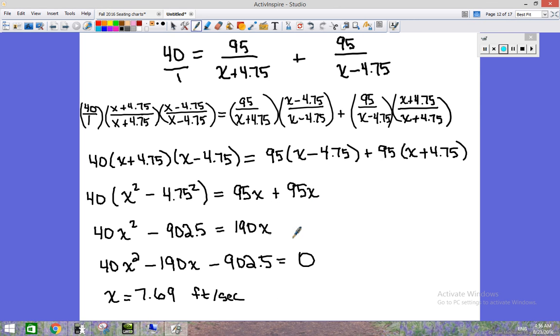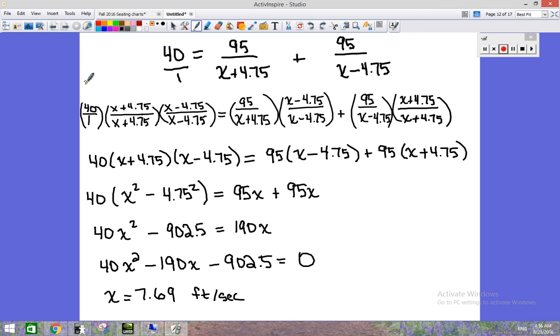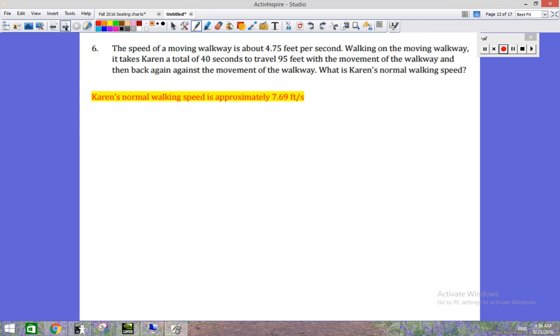Let's see if the key agrees with us. I cut and pasted it on here, I believe. Yeah, and to 2 decimals, 7.69 feet. So we got it. We got the same value as the key. All right.